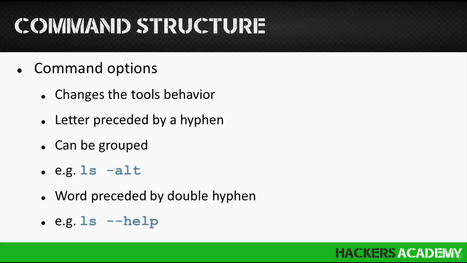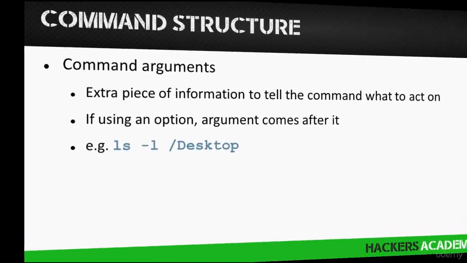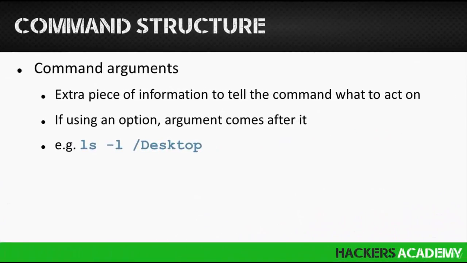The other thing that we want to be taking into consideration is that commands have also arguments on top of options. And arguments usually are extra pieces of information to tell the command what to act on. So for example, if I'm using the ls command, without any arguments, the ls will display the content of my current directory. So for example, if I'm in the documents directory and I type ls, I'm going to see the contents of the documents directory. If, however, I type ls /desktop, I'm going to be seeing the contents of the desktop directory. In this particular case, desktop is my command argument.